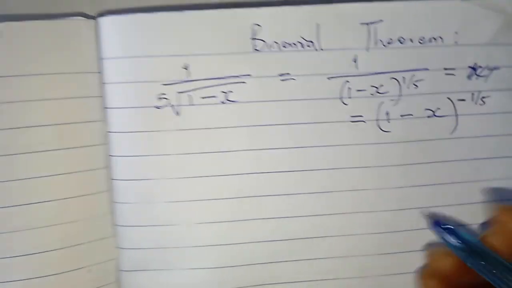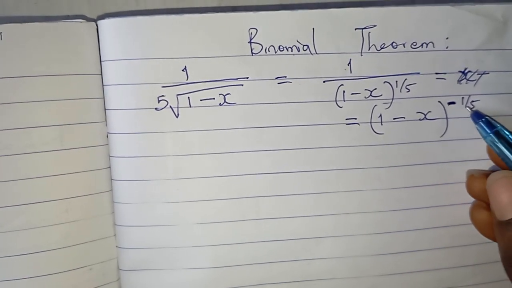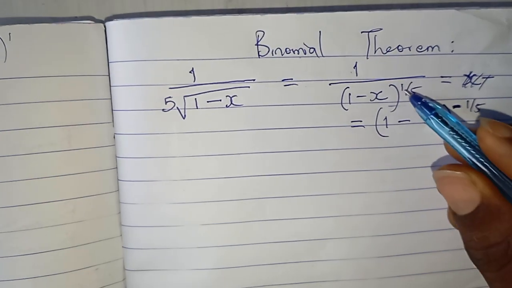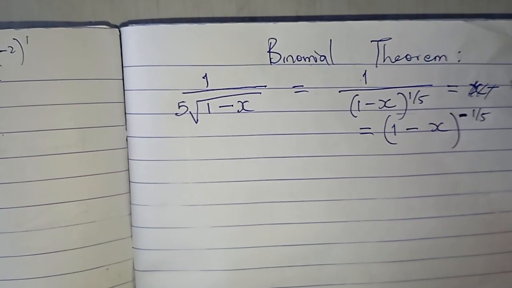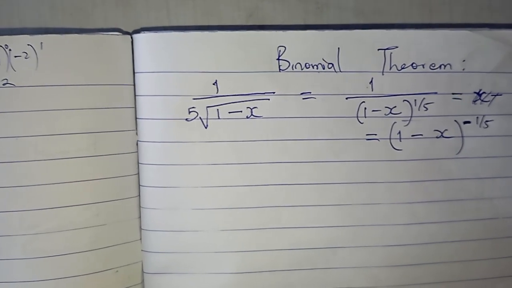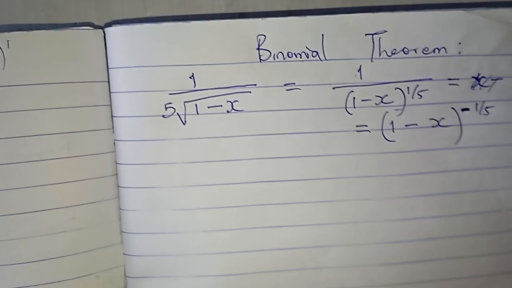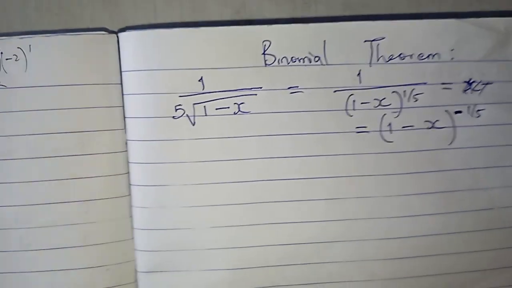So what we are going to expand is this. Notice there is a negative power. And whenever it's negative power or fraction, we cannot use Pascal's triangle. Pascal's triangle only accounts for whole numbers, positive whole numbers. So once it's fraction or negative, we must use binomial theorem.